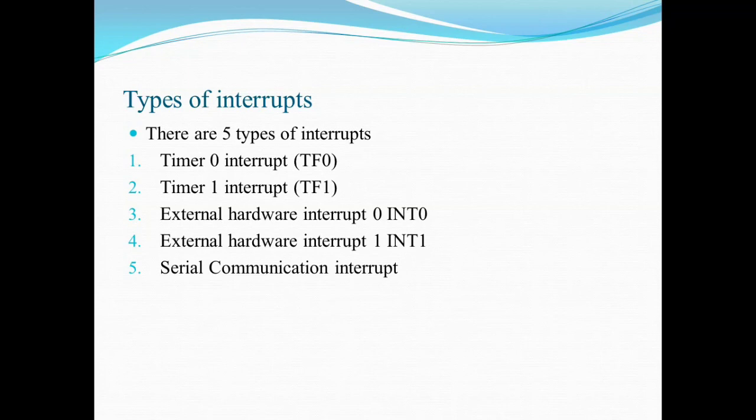Then you have external hardware interrupts 0 and 1, named INT0 and INT1. As they are external hardware interrupts, you have to give them externally. For external hardware interrupt 0, port pin 3.2 is reserved, and for external hardware interrupt 1, port pin 3.3 is reserved. And there is the serial communication interrupt, which may be because of the receive interrupt flag or the transmit interrupt flag, that is RI or TI. So these are the 5 different types of interrupts.